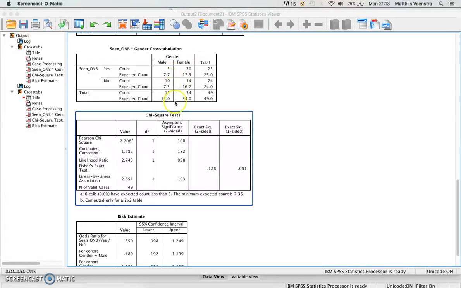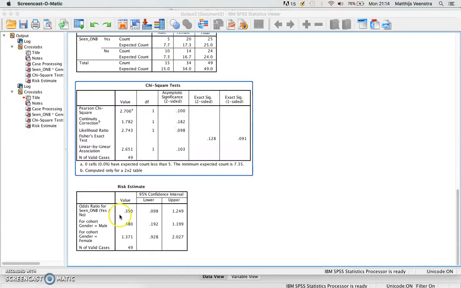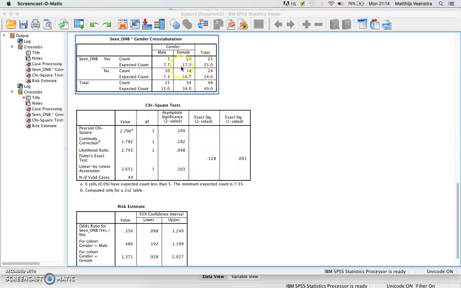We can't generalize this safely because there's a 10% chance that we would find these findings. So you could say to find a higher risk for females to indicate that they've seen Orange is the New Black, there's a 10% chance that we would find it if in reality we were wrong. Gender doesn't make a difference in viewing Orange is the New Black or not. Since we think 10% is too much of a risk, the chance is just too high that we're wrong. We say, okay, these results are just descriptive, they say nothing about the population. So we've actually found no result for gender and whether you've seen Orange is the New Black.